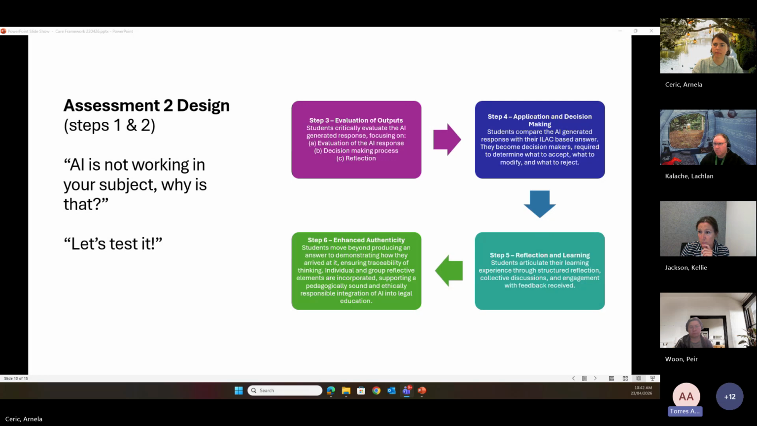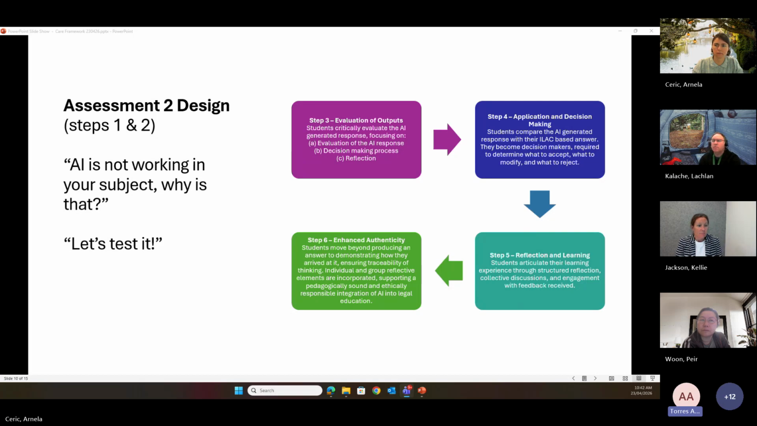Now, in terms of step 4, they were required to compare the AI response with our methodology, which is the ILAC method of legal problem solving. So they needed to contrast, to juxtapose those decisions. For instance, when an AI response was clear or well structured, students still were compelled to determine whether it was legally accurate, whether it was aligned with the statutory interpretation principles, and whether the jurisdiction was correct.